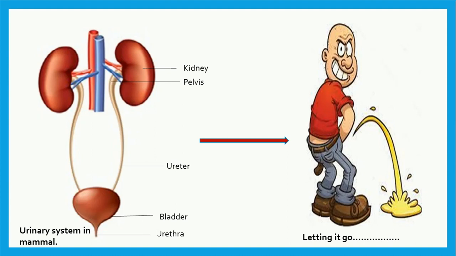So here is someone that is letting it go. There is something this person is doing wrong. Can you guess? Yes, he's doing what we call environmental pollution. Please don't urinate on the ground. Do it properly in a toilet. So this is someone letting it go, urinating. Okay, so let's move on.